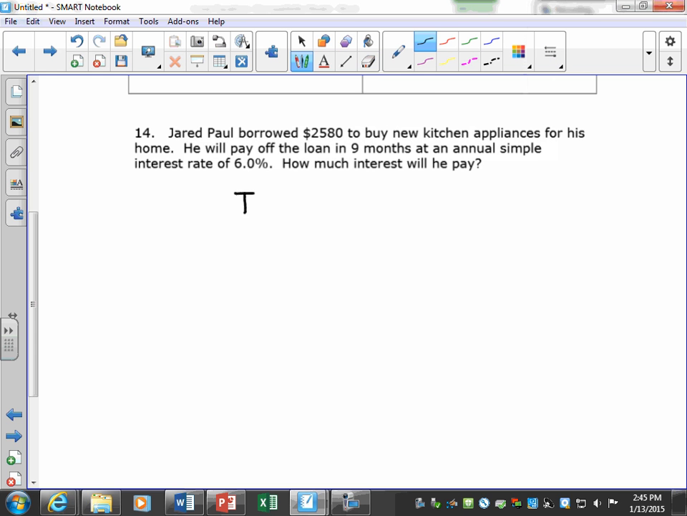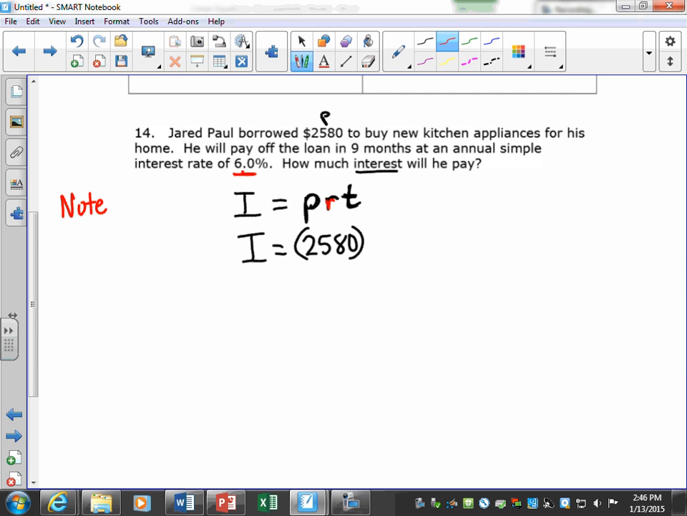First of all, I'm going to start by giving you our interest formula, which is I equals PRT, your principal, your rate, and your time. P is your principal, R is your rate, and T is your time. So it says how much interest, so we're looking for I. The principal is the amount you start with, so that's this, 2,580.